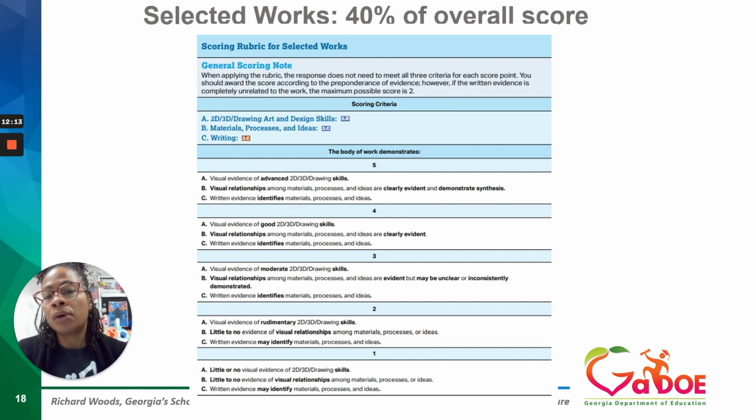Okay, so one good thing about the rubric that the AP College Board offers is that they do give definitions for all these words that are in bold. So if you ever have a question about, oh, what do they mean? Or if you're stuck between a score point of a 3 and a 4, I encourage you to go back and look at how they define evident and clearly evident, good and advanced, so on and so forth. Okay.